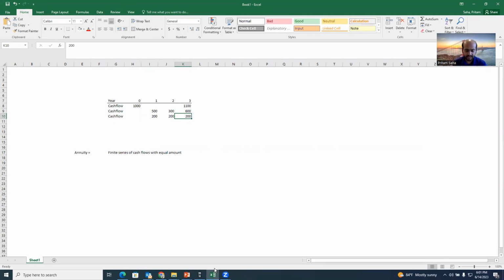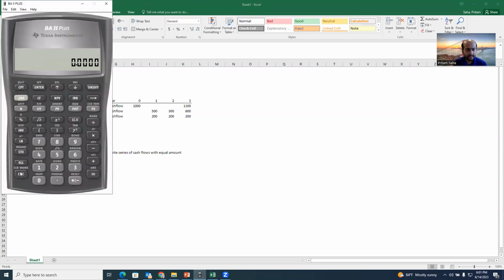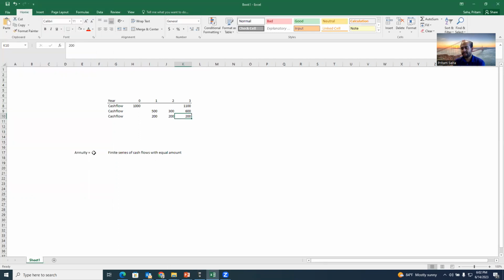So in the financial calculator, so far we assumed that our payment is 0, right? In the financial calculator, annuity means payment, PMT. So from now on, we're not going to say payment is 0. From now on, we could input some values for payment, right? So this is called annuity.